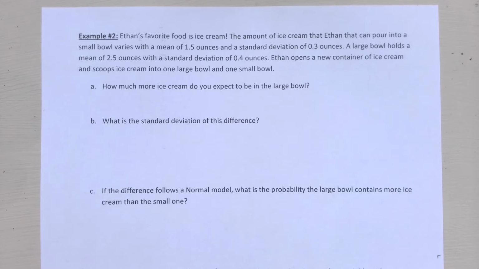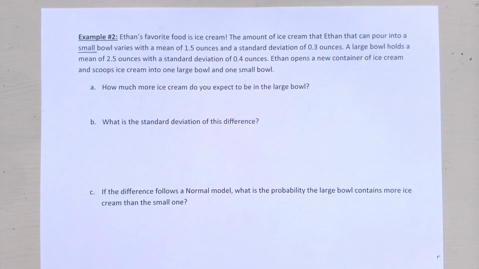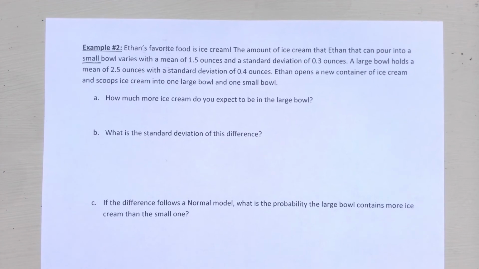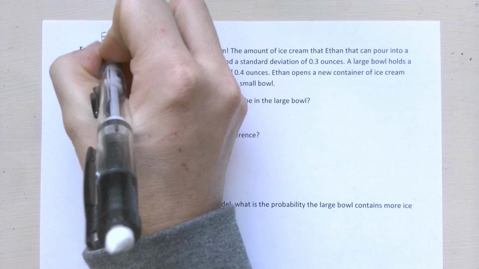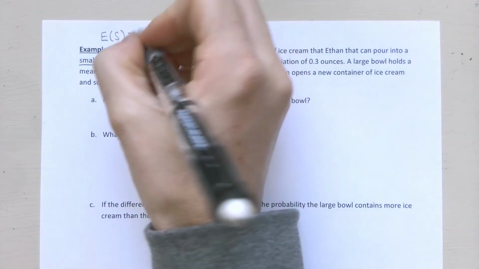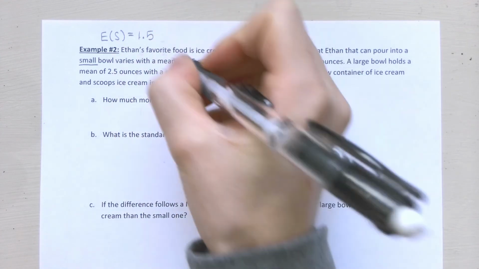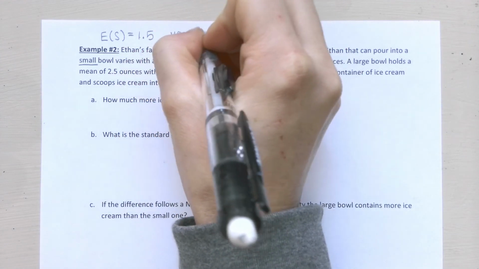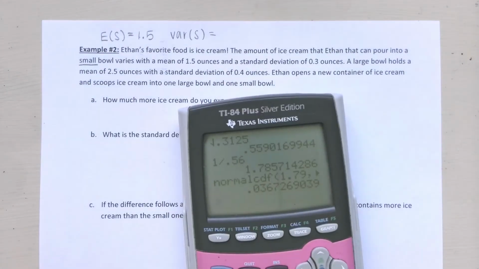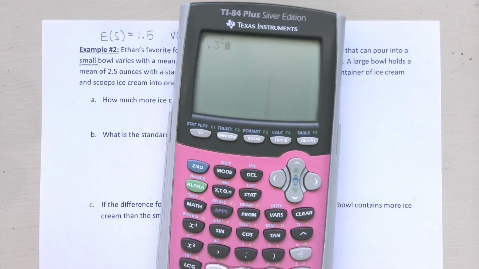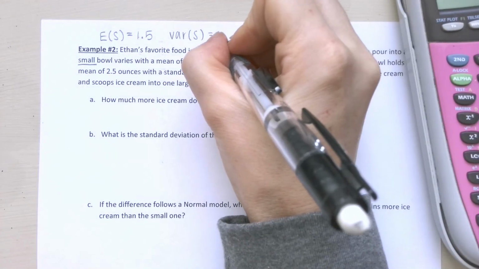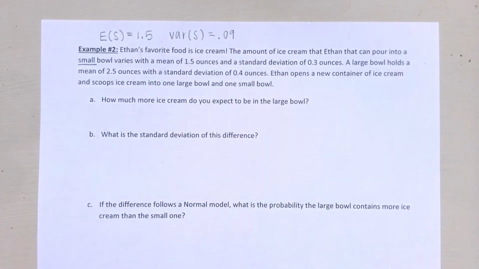All right, example 2. Ethan's favorite food is ice cream. The amount of food that Ethan can pour into a small bowl varies with a mean of 1.5 ounces and a standard deviation of 0.3. So the first variable I'm noticing is the small bowl. I'm going to use an S to represent that small bowl. So my expected value for the small bowl is 1.5 ounces. And the variance for the small bowl, I'm going to take that 0.3 and square it. We get 0.09. So that's all for the small bowl.